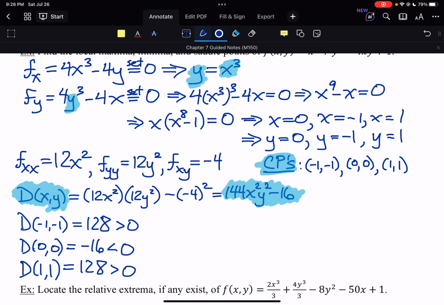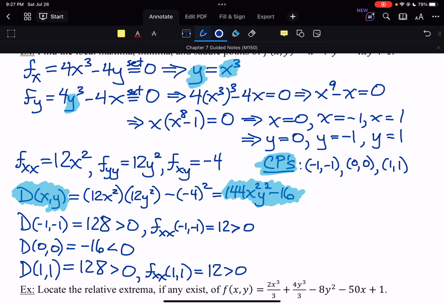The negative case, we already know, means that there's a saddle point there, right? So it's not a max and it's not a min. These two, the values that are positive, greater than 0, are going to be either a max or a min. We don't know which one until we test. So we're also going to take fxx of -1, -1. That's going to be 12 times 1, that's 12. That's also positive. And fxx of 1, 1 is also 12. Those work out the same.